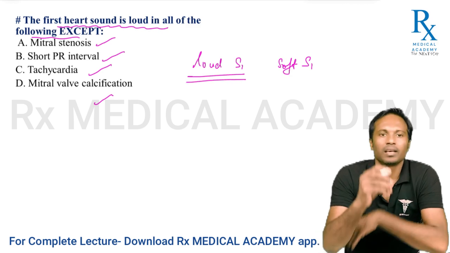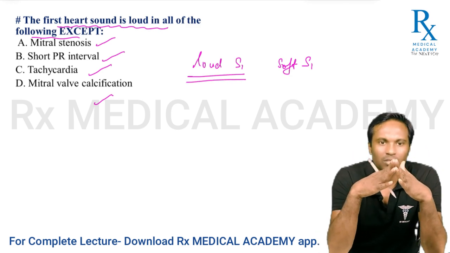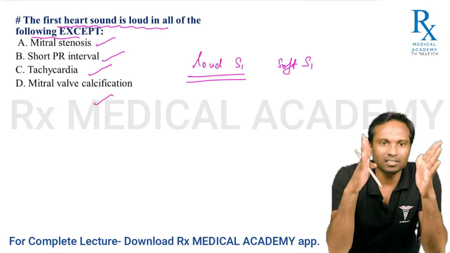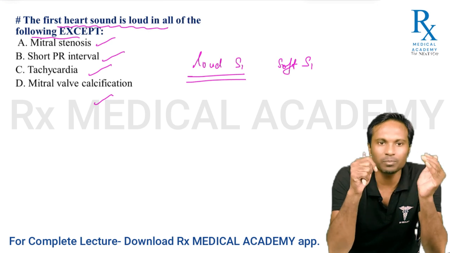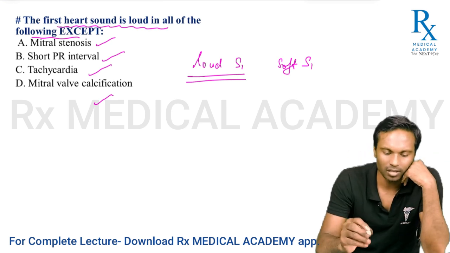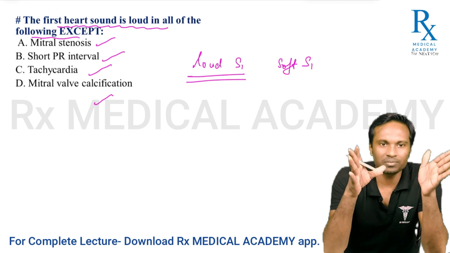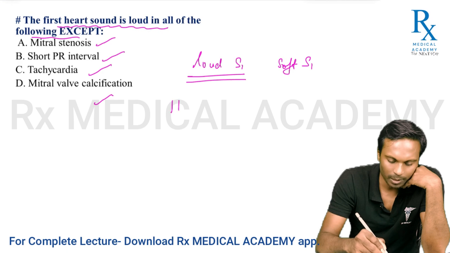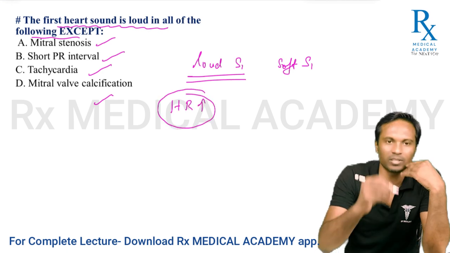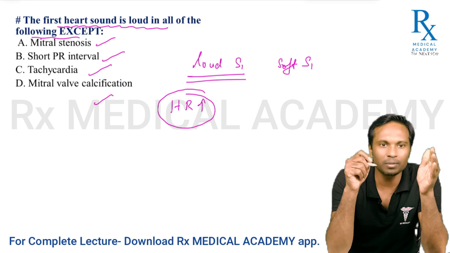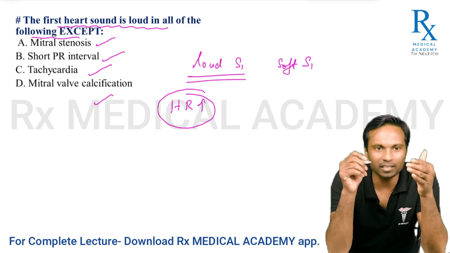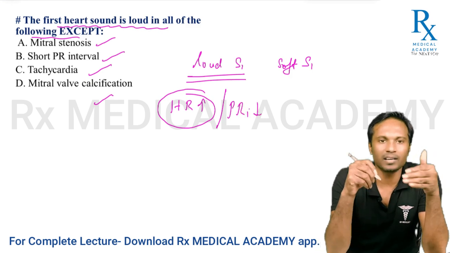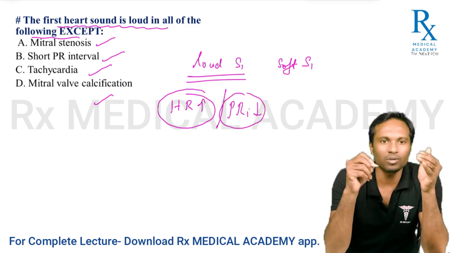Loud S1. You know that S1 is produced due to hitting of the flaps of the atrioventricular valves. In case these flaps hit at a very fast rate, they will produce more sound. That will lead to what? Louder S1. And if these flaps hit at a very slow rate, they will produce softer S1. So in cases of hyperkinetic circulation, hyperdynamic circulation, whenever heart rate is high, there will be loud S1. Heart rate and PR interval are inversely related, so if the PR interval in ECG decreases, heart rate will increase. So these will result in loud S1.